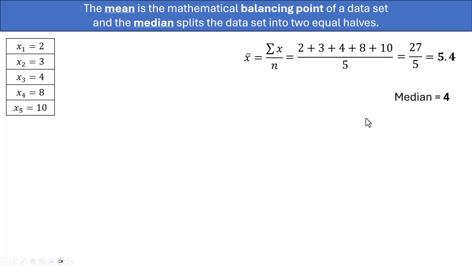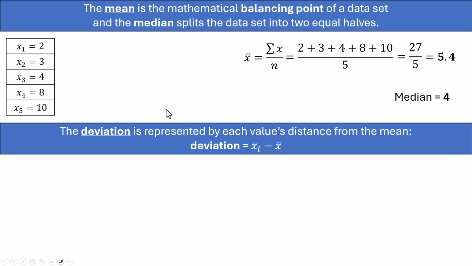Now here's a new term for you. The deviation is represented by each value's distance from the mean. Basically, you can find each value's deviation by taking that value, x sub i, and subtracting the mean. You can think of the i as simply a placeholder that represents each of the different x values. So i is going to equal 1 for the first value, or 2 for the second value, etc. through all the values in our dataset.